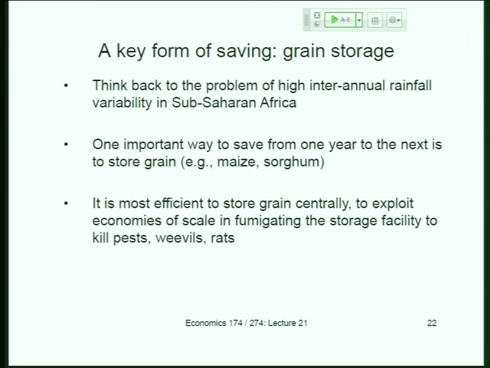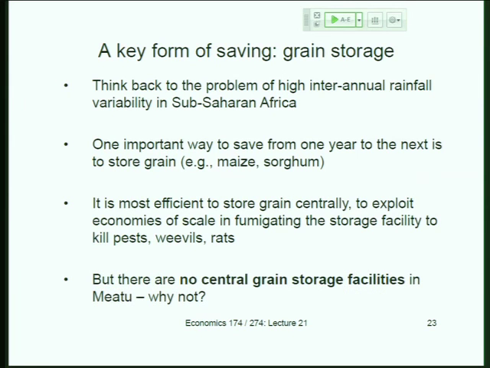Right. Okay, it turns out, in this part of Tanzania that I was working in, the same areas as the witch-killing paper, there were no centralized grain storage facilities at that time. And this was a puzzle for us. We were saying, look, there are all these fumigation advantages, scale economies. Why aren't there centralized storage facilities? And a lot of these issues started coming up in discussion.